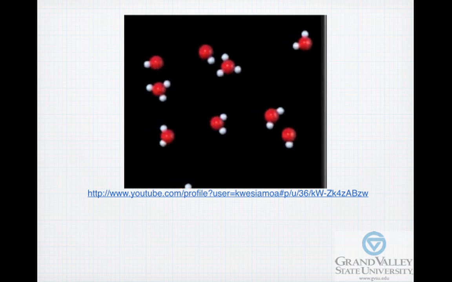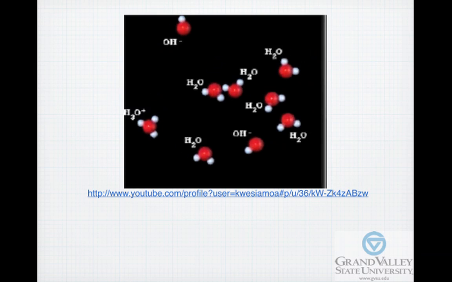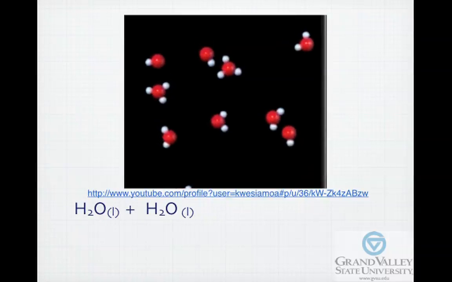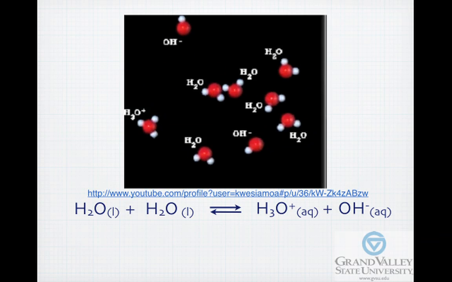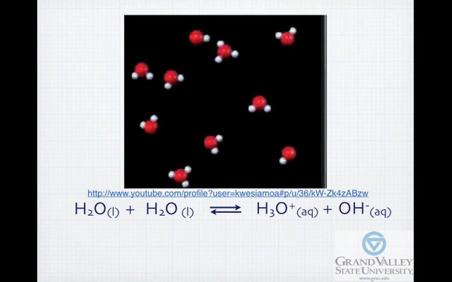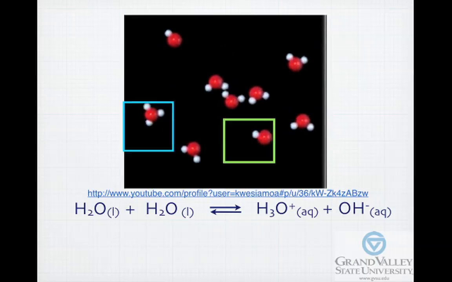Most acidic and basic solutions have water as the solvent. Not only can water react with what's being put into it, but it can also react with itself. One water reacts with another to form H3O+, or the hydronium ion, and OH-, or the hydroxide ion. This reaction is known as the autoionization of water.